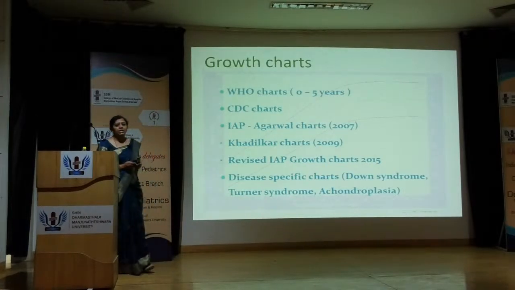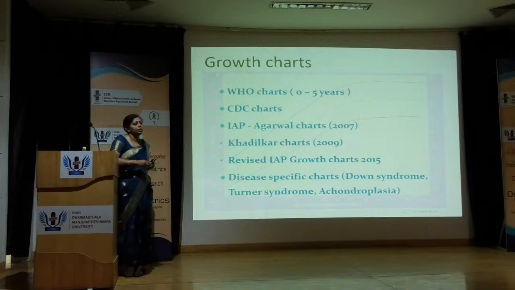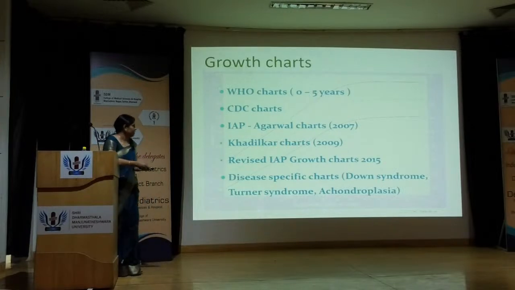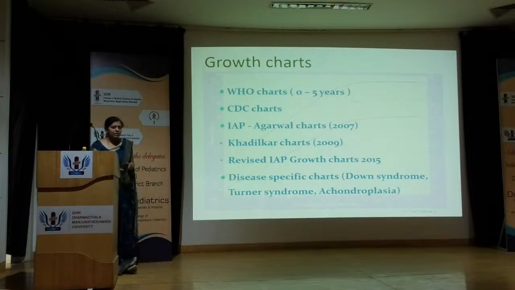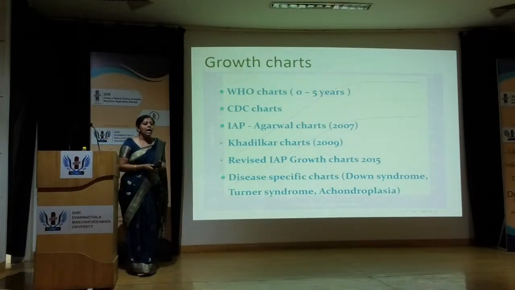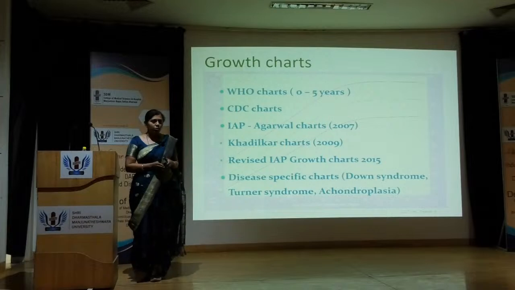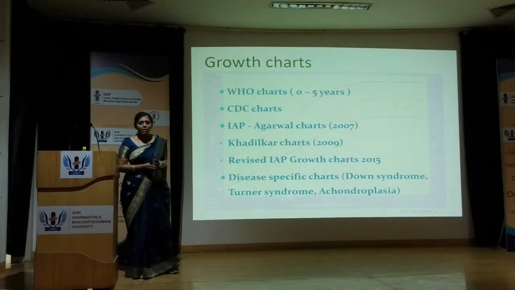There are a lot of growth charts which have come into play. The WHO growth charts, which came in 2005, are for 0 to 5 years. CDC growth charts are there. IAP Agarwal charts, Khadilkar charts 2009, revised IAP growth charts 2015. And there are disease specific growth charts for Down, Turner and all that. As per IAP, we are using WHO till 5 years. After that, we are using IAP.